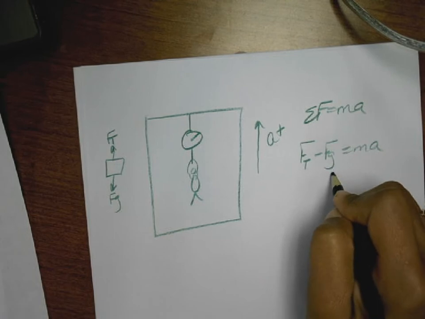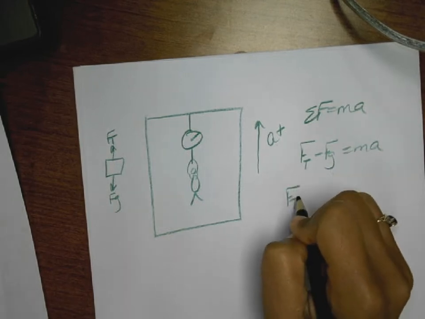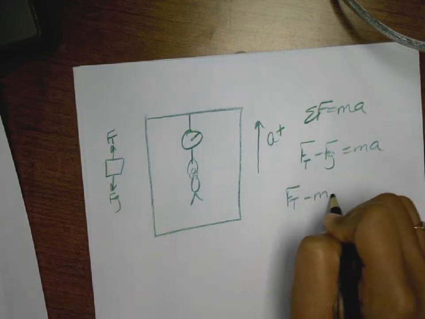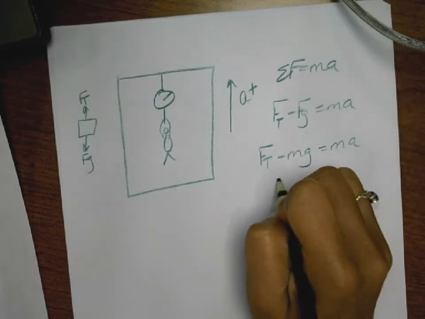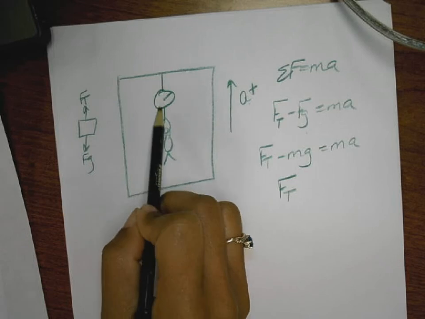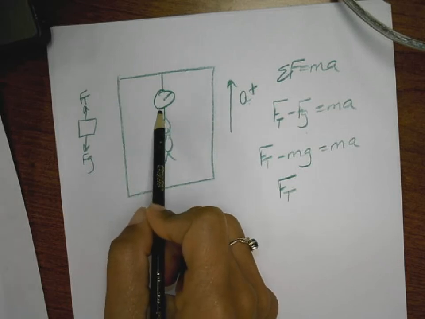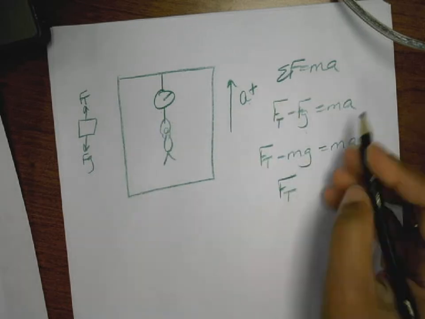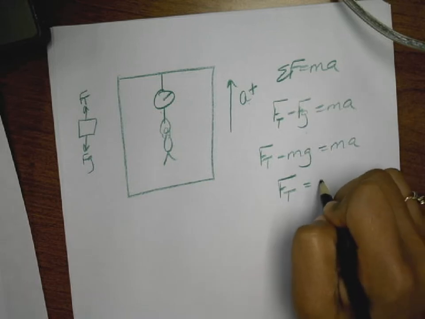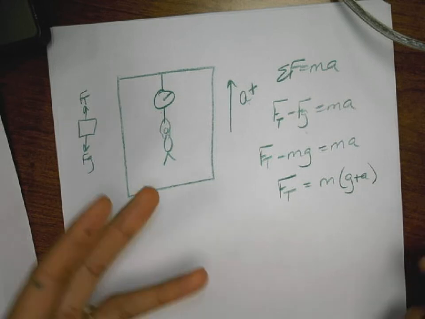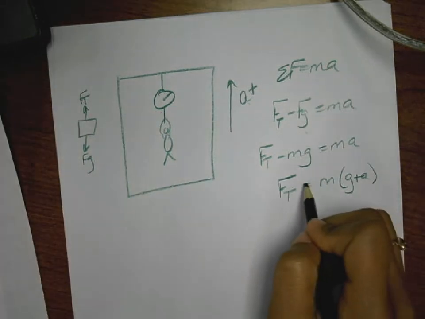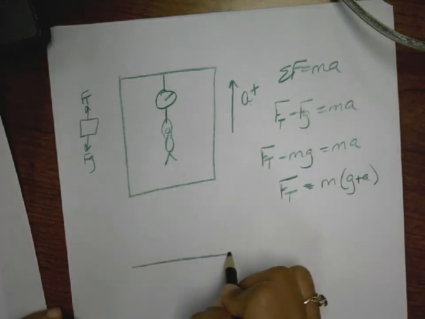Let me write this out in a bit more detail. F_t minus mg is equal to ma. Do a little bit of algebra. F_t, which is what the scale is reading, that tension pulled in the string, is equal to m times (g plus a). When you go up, you're going to be heavier. That makes sense. Let's go down.